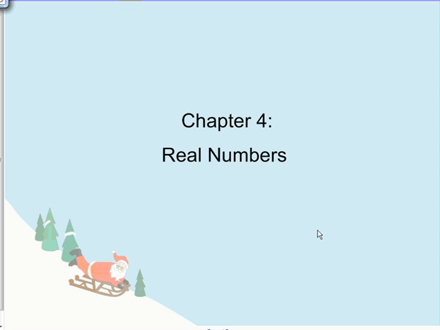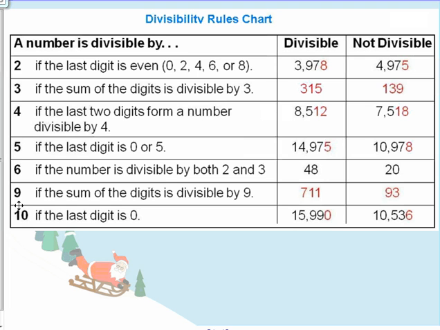All right, today we're going to be starting chapter 4, which is all about real numbers. So, our first lesson today is going to be about divisibility, different types of numbers, and greatest common factor. So, the first thing we're going to discuss is the divisibility rules chart.